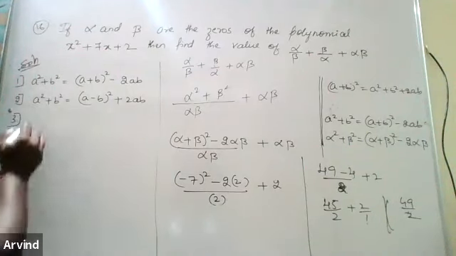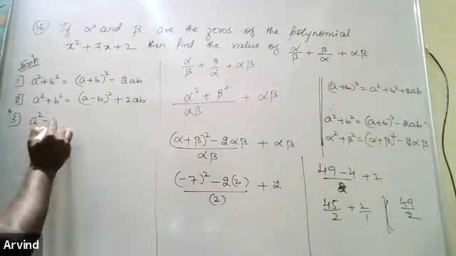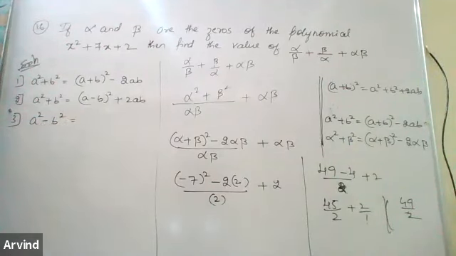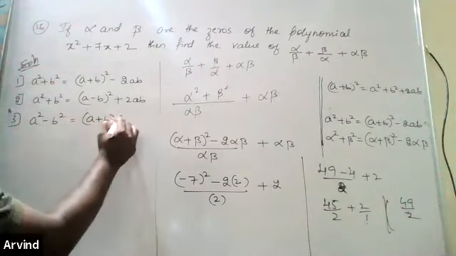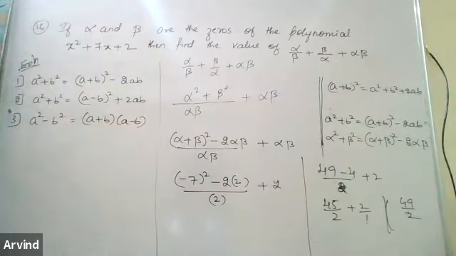And last year you would have learned. Can anyone tell me what is the a square minus b square formula? A plus b into a minus b. A plus b into a minus b. Okay, that is one formula.